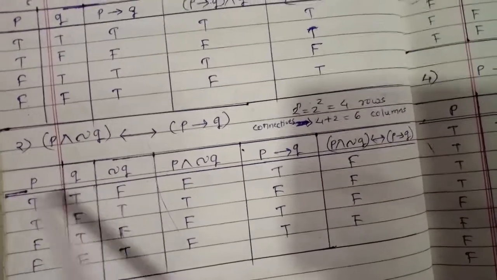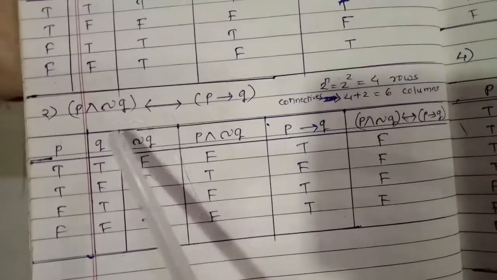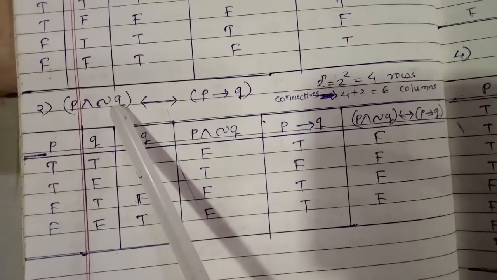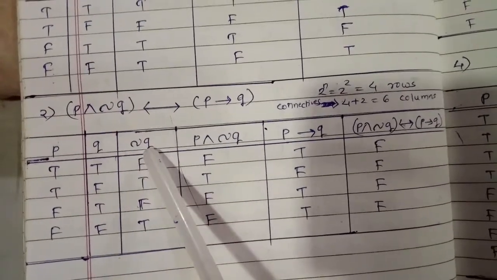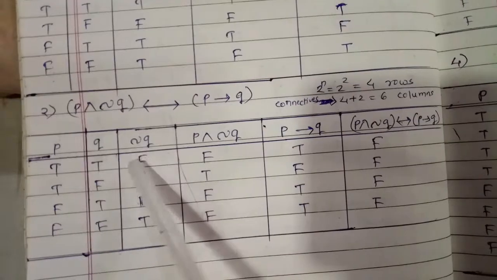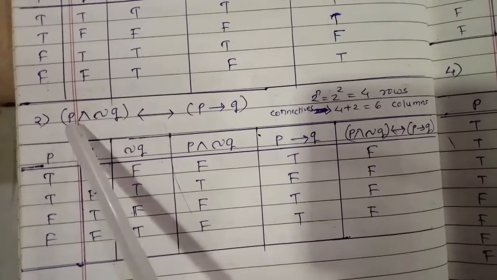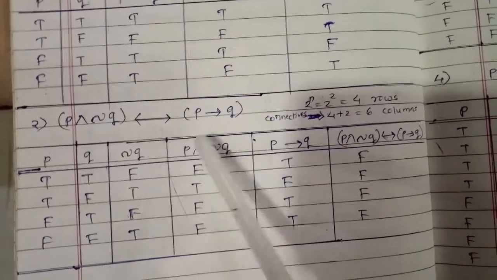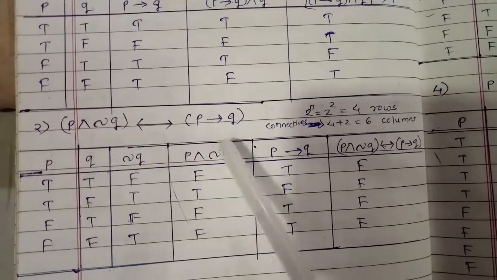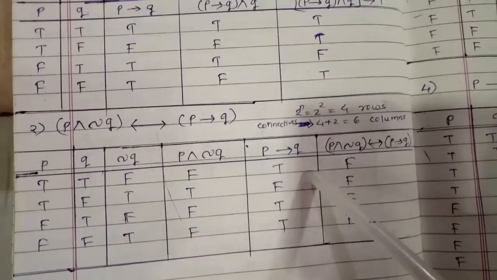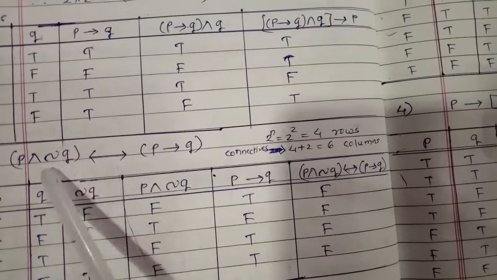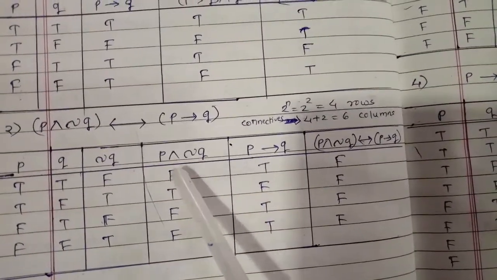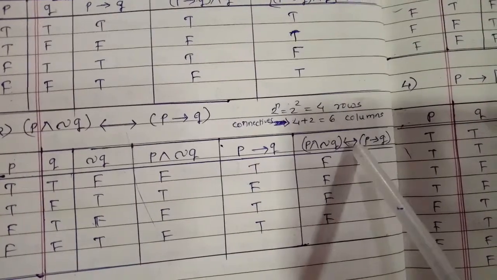Now see, we have to write down P and Q. First 2 columns are the same, that is P and Q. After that we have to see that there is a negation Q. So we first separate it for negation Q, because without this negation Q we can't find out the answer of P conjunction negation Q. So my next column is P conjunction negation Q. After that I write P conditional Q. So here is P conditional Q, and after that we have to take the biconditional of these two brackets. So this bracket and this bracket having biconditional.